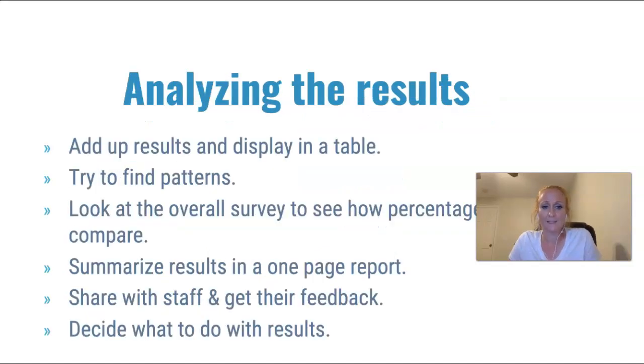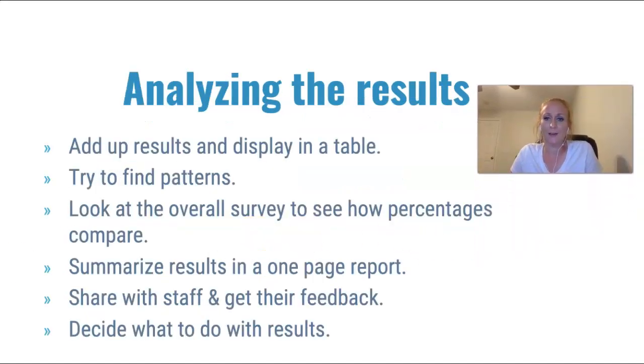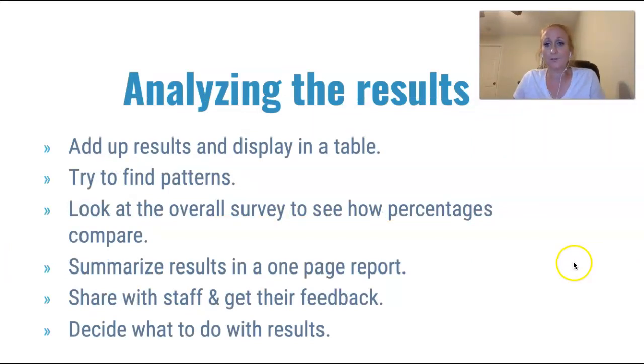And then finally, analyzing the results. You also want to add up the results, display it in a table. And those are things like frequencies and crosstabs that we teach you how to do in our research methods classes. You need to try to find some patterns. Look at what the most common experiences are. What are the least common experiences? They can tell you something too. Look at the overall survey to see how the percentages compare across the responses.